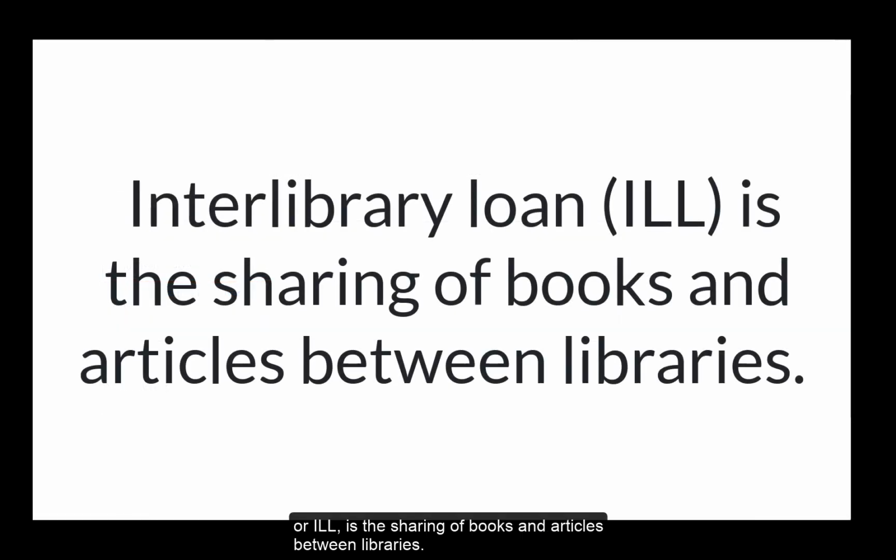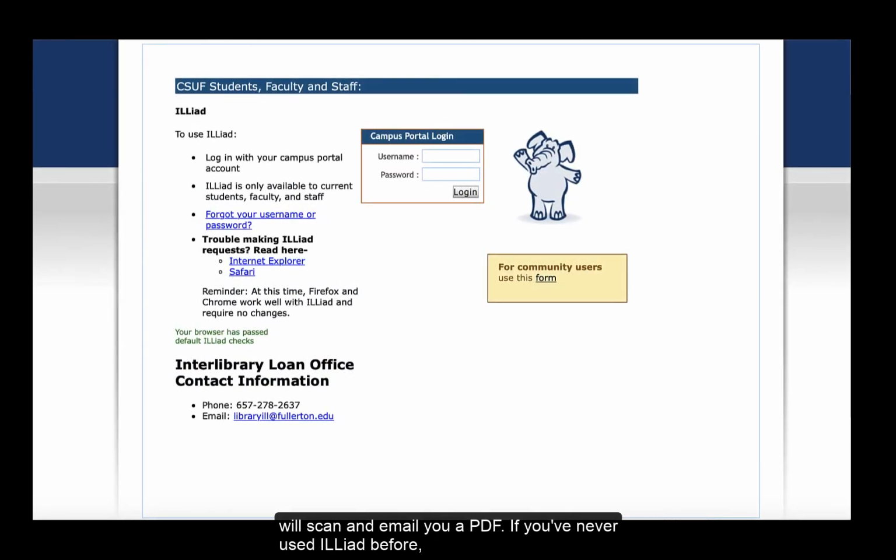Interlibrary loan, or ILL, is the sharing of books and articles between libraries. You can make a request for your article, and a library that owns the full text will scan and email you a PDF. If you've never used ILLiad before, you can quickly set up an account. If you have used ILLiad, you'll just need to log in with your portal login, and from there you'll be able to easily request your article.